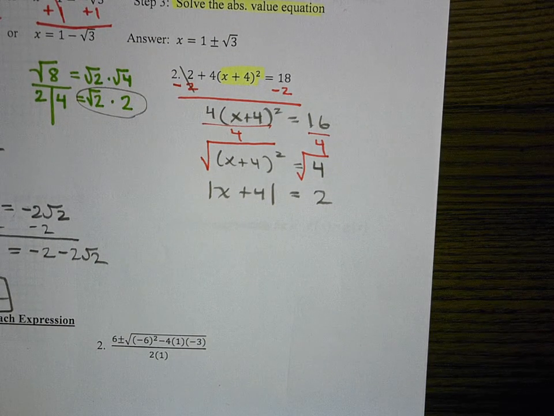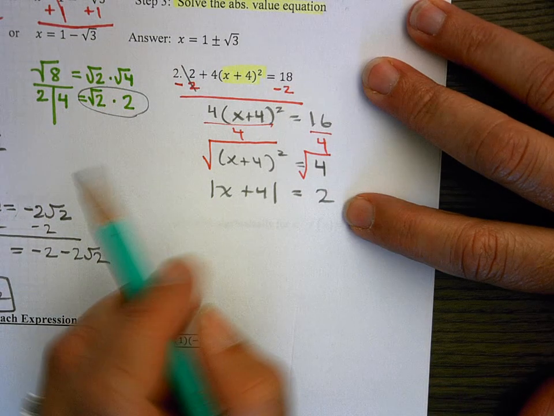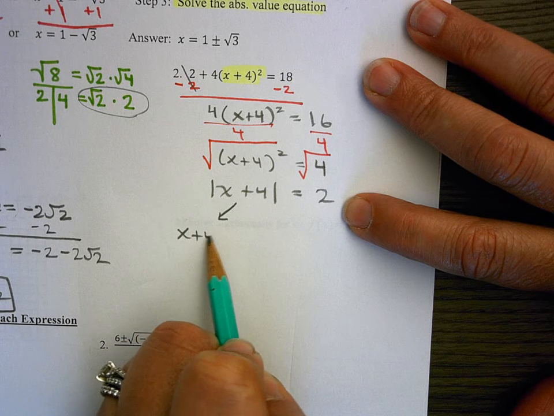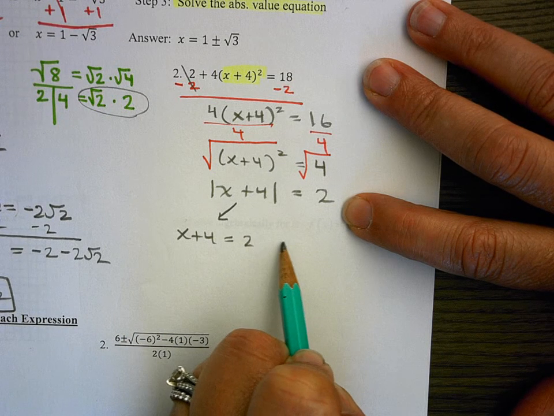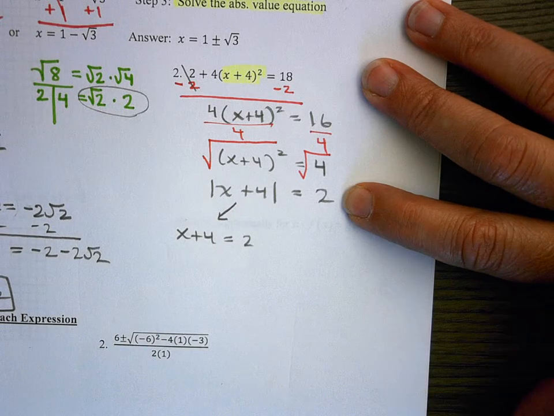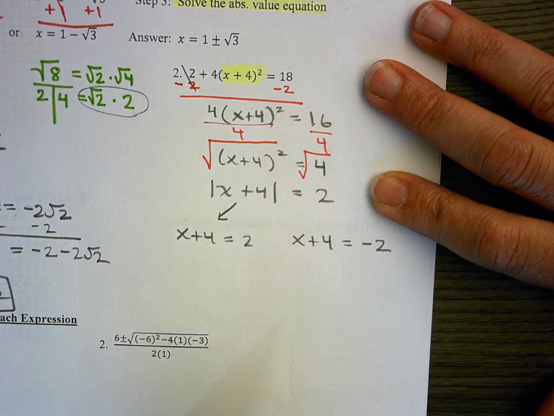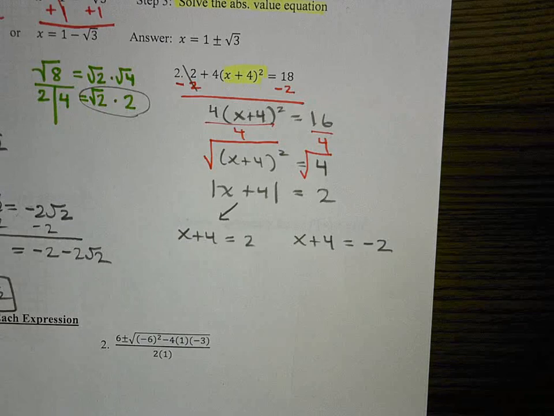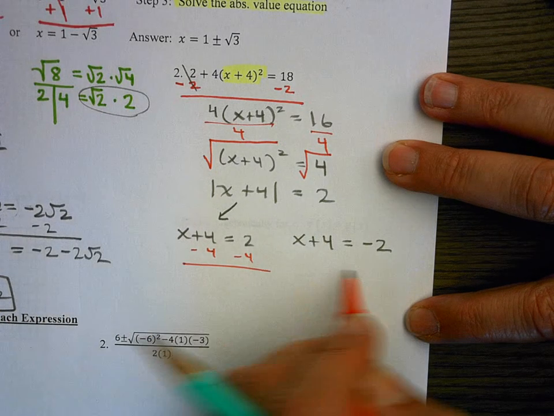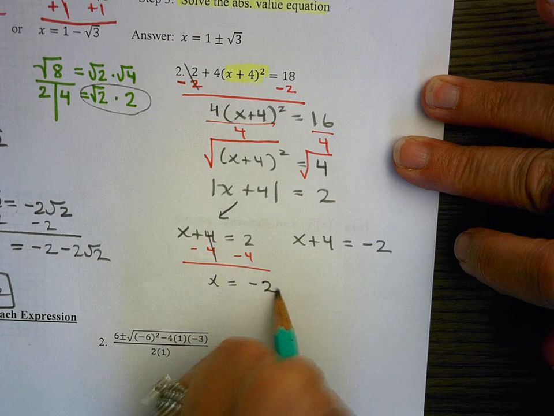So I'm going to create 2 equations because this is a positive number. My first one would be x plus 4 is equal to 2. My other one would be the negative version, but we always divide that negative over, so we're just going to do that right off the get-go. So divide by that negative 2. And then solve each of those equations. So we're going to subtract 4, and then subtract 4.